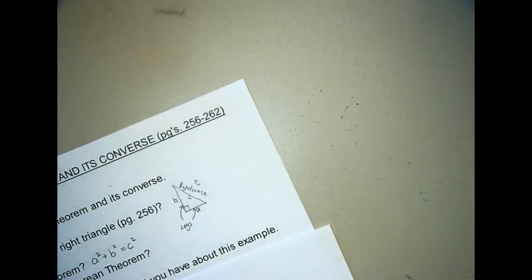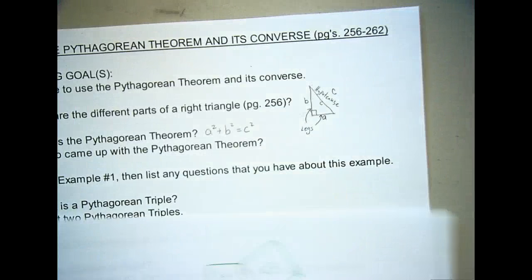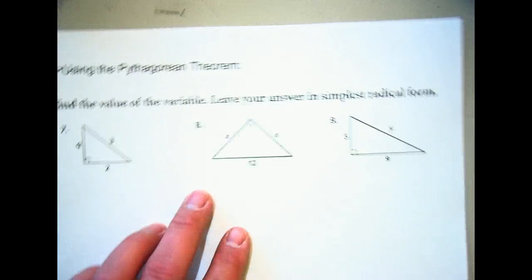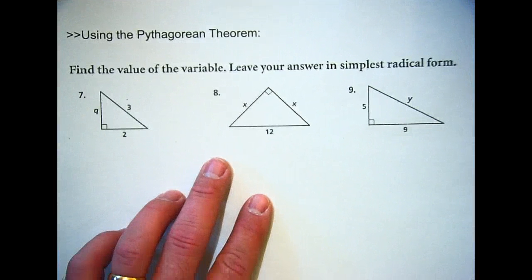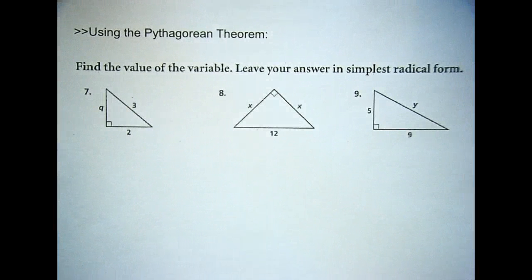All right, we'll get into Pythagorean triples here in a minute. I want you to take a look at number 7 on your worksheet. I want you to try your best to find the value of each variable. Work with your partner. Try number 7. Think you got it, you can try 8 and 9 as well.